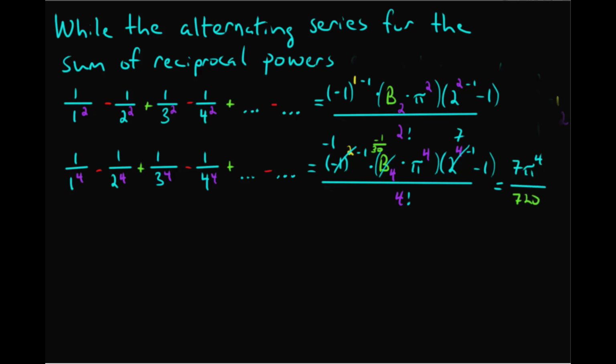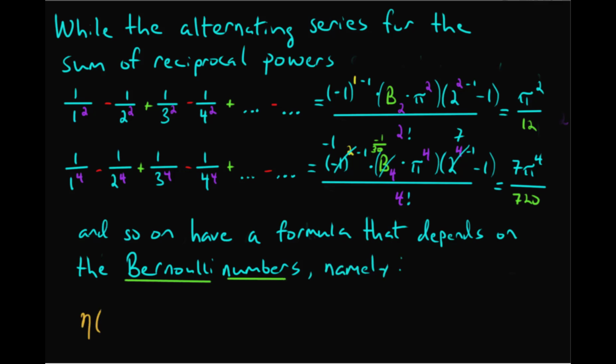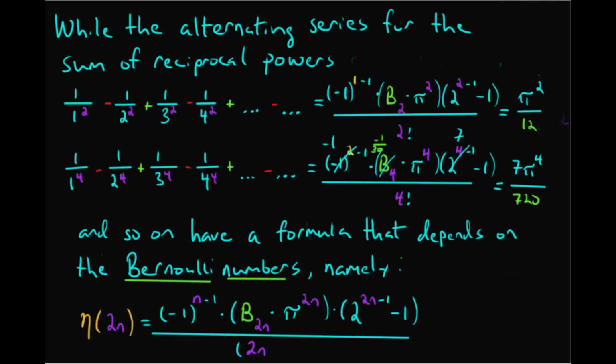720. So these infinite series, which are of the form eta of 2n, have a formula that depends explicitly on the Bernoulli numbers, and that formula is eta of 2n equals (-1) to the n minus 1 times b sub 2n times pi to the 2n times the quantity 2 to the 2n minus 1 minus 1, all over 2n factorial.